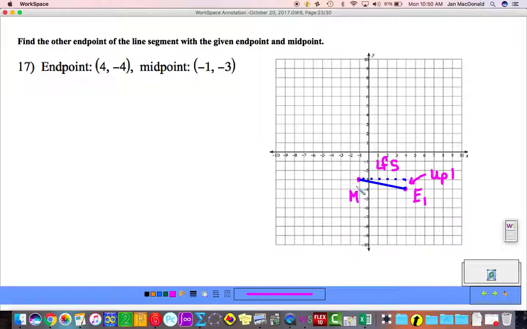Well, if the midpoint is exactly in the middle of the two endpoints, I just have to continue that pattern. So I'm going to go up 1 and then I'm going to go left 5. 1, 2, 3, 4, 5. There we go. That means my second endpoint must be right there. Okay, endpoint 2. And so the coordinates of this endpoint would be (-6, -2).